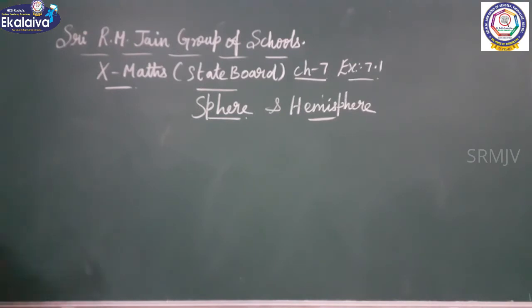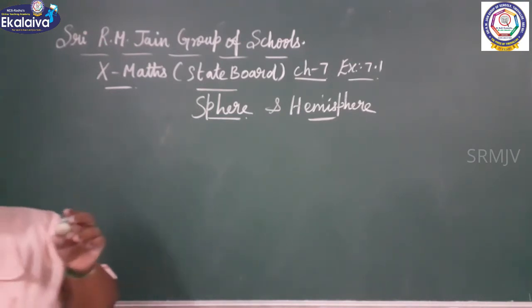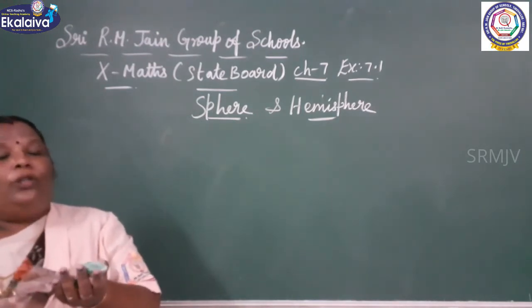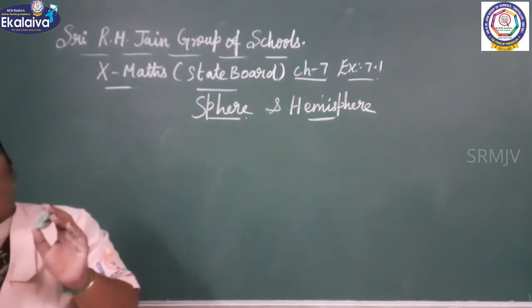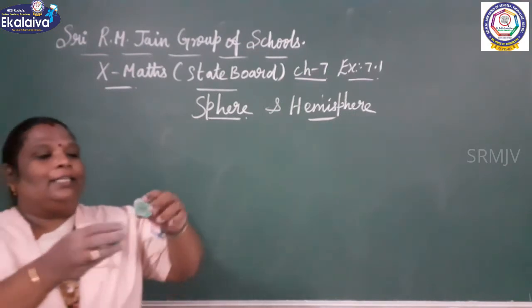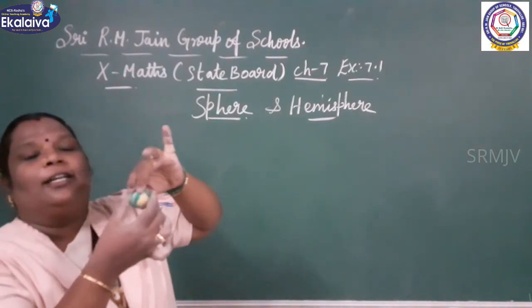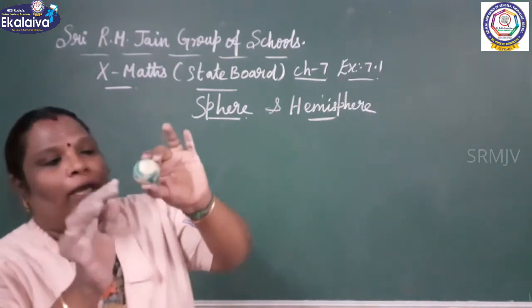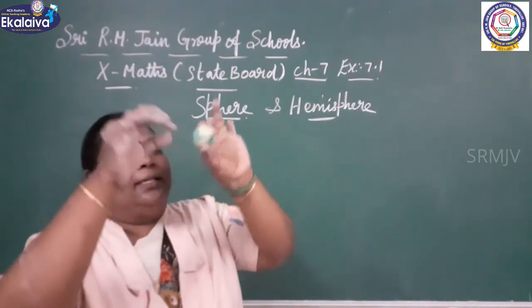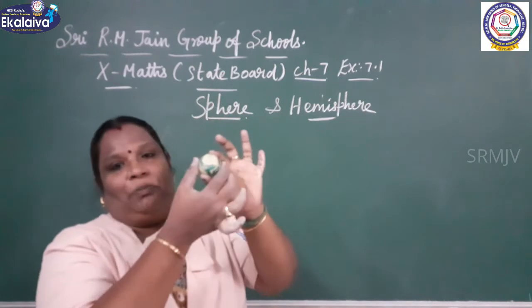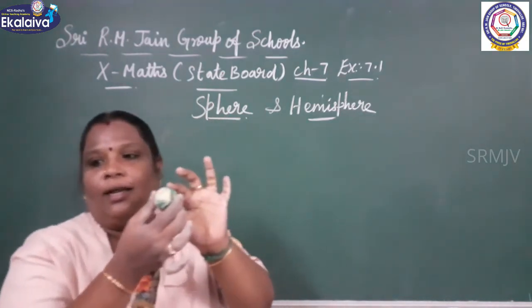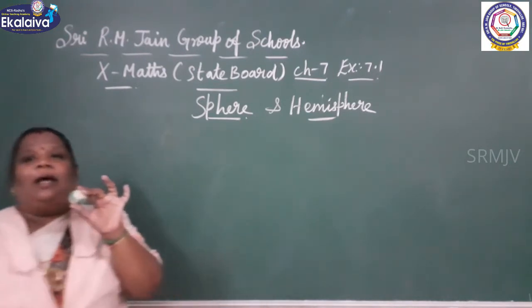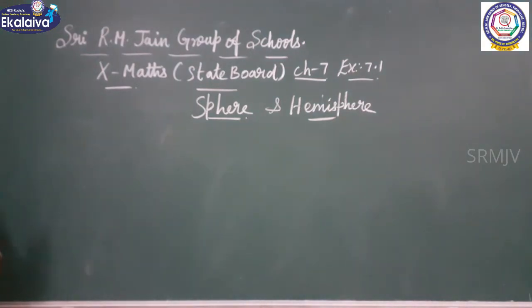A section of a sphere cut by a plane through any of its great circles. Great circle means this, the center part. You can just imagine a globe. This is the greatest circle. The center part of the sphere is nothing but the greatest circle, cut by a plane through the greatest part.